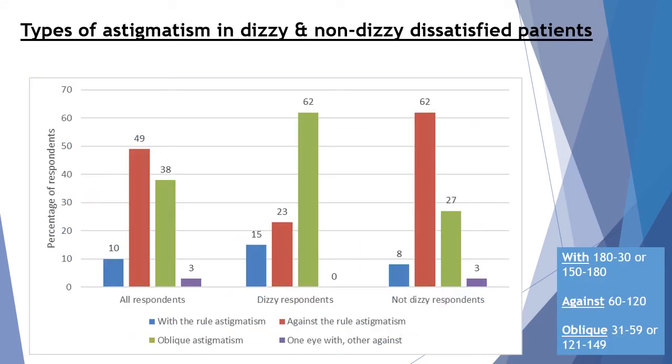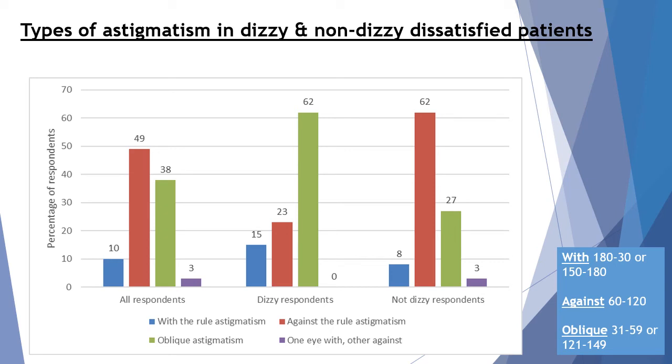So for the purposes of this research, we defined with-the-rule astigmatism to have the negative cylinder axis between 180 and 30, or 150 and 180. And against-the-rule astigmatism to have the negative cylinder axis between 60 and 120. Oblique astigmatism was astigmatism that fell in between these ranges.